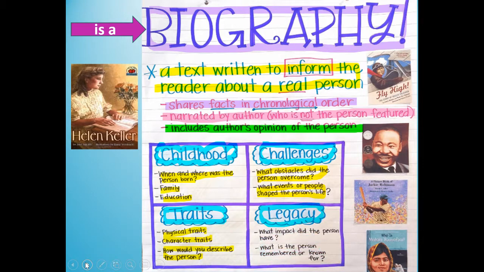A biography also talks about legacy. What impact did the person have? And what is the person remembered or known for? So, Helen Keller is a biography. Let's go over the vocabulary for Helen Keller because when you answer the questions, you may use this vocabulary. And when you retell the biography and tell the important events, you may use these vocabulary words as well.